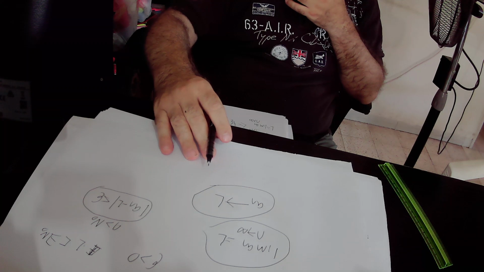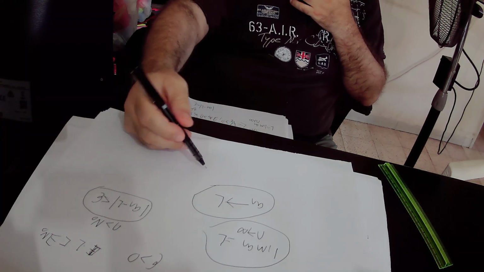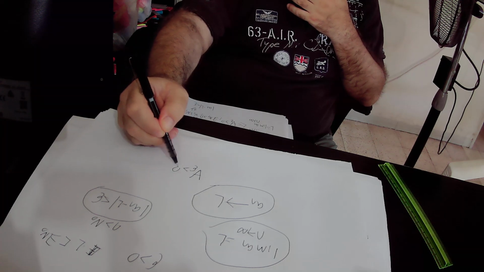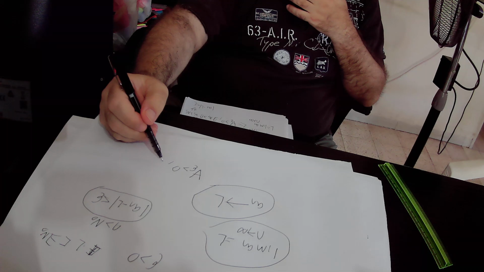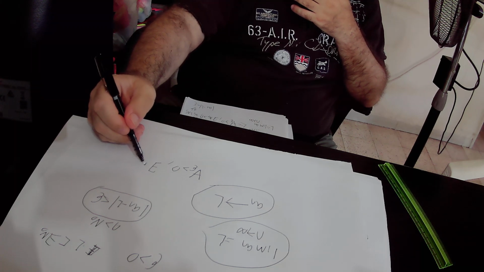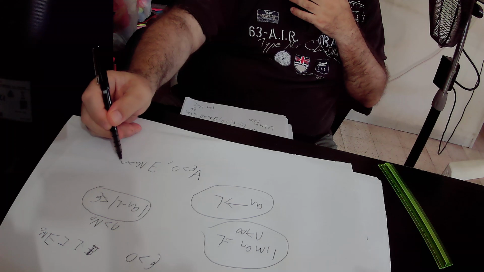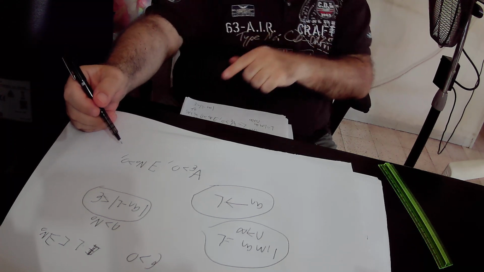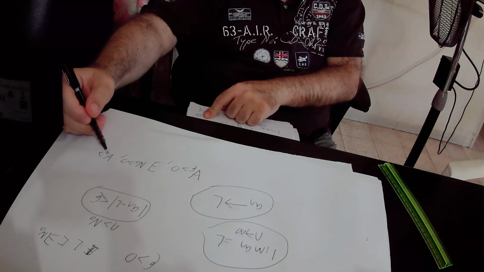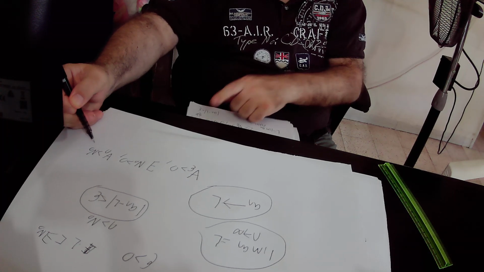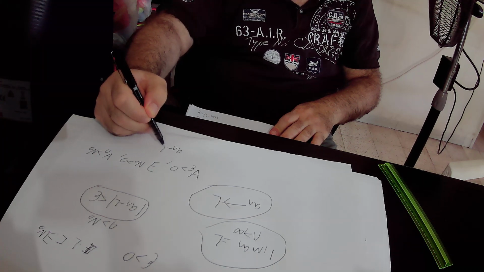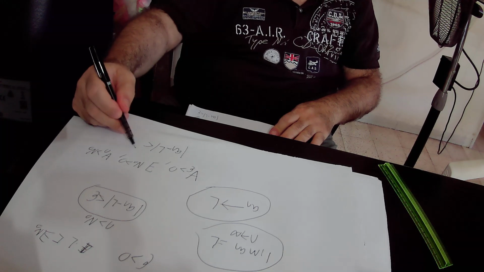We can write also that for any epsilon that is positive, there exists N0 that is a natural number, of course greater than 0, such that for every n that is greater than N0, we get that the absolute value of a_n minus L is less than epsilon.